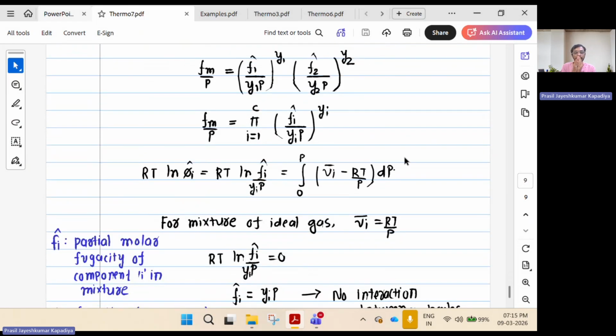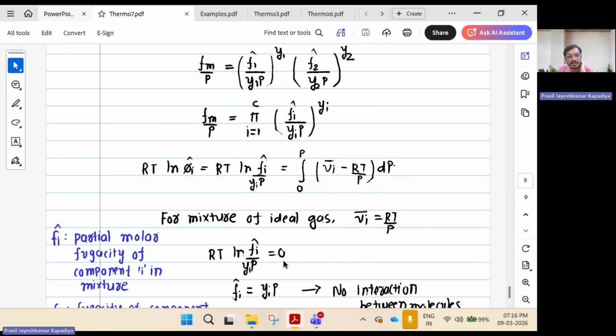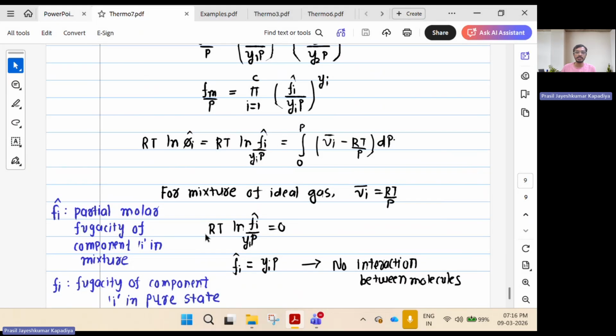Now we just found out that Vi bar of an ideal gas is nothing but RT by P. So I just need to put RT by P here. So what is it going to be? RT by P minus RT by P. This term is going to be 0. So I am just left with RT ln Fi cap by Yi into P is equal to 0. R cannot be equal to 0, it is the universal gas constant. Temperature, we are not at absolute 0 Kelvin, so this is also not 0. So ln of the ratio is 0, so Fi cap divided by Yi into P will be equal to 1. So Fi cap is nothing but Yi into P.